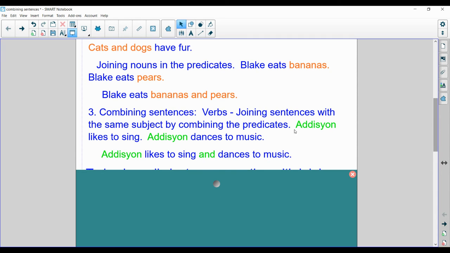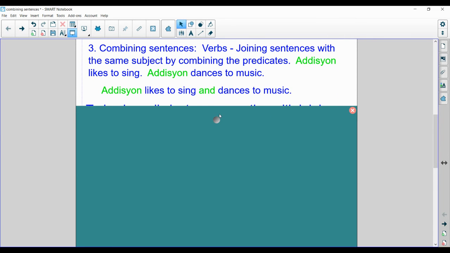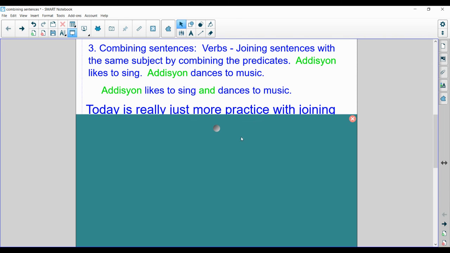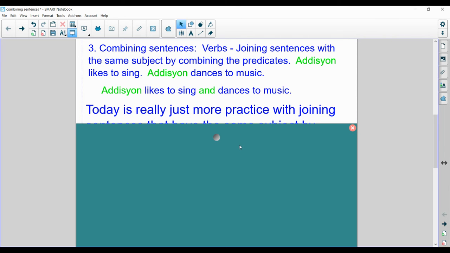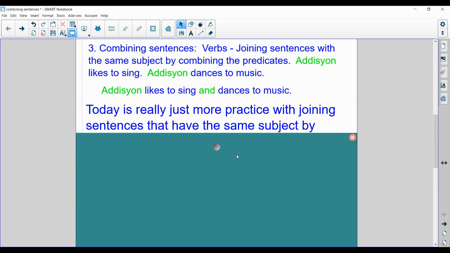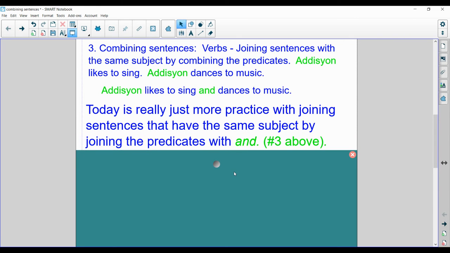Right? Now we've done this before. We actually did this in the last verb chapter. This is the same thing you're doing today. You're taking your subject, that's the same, and joining your two predicates with and. So, like I said, today is really just more practice with joining sentences that have the same subject by joining the predicates with and.